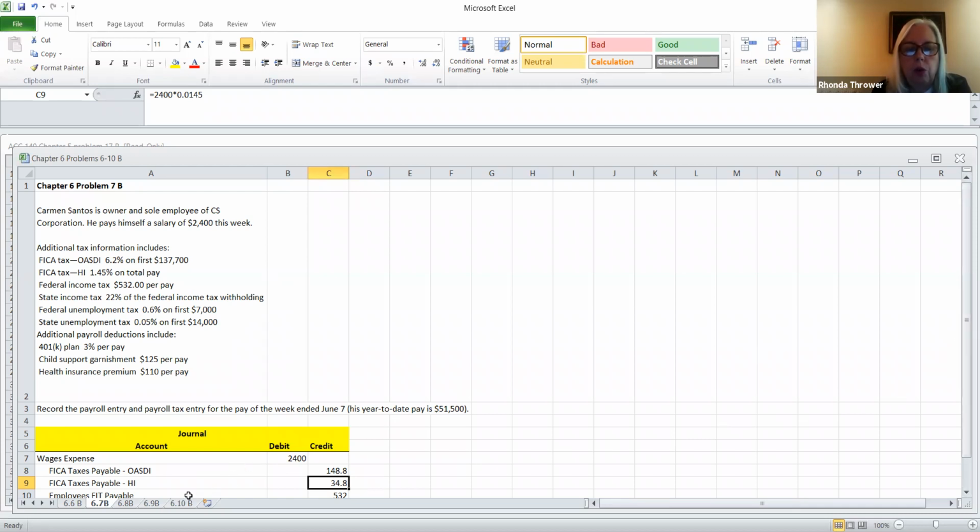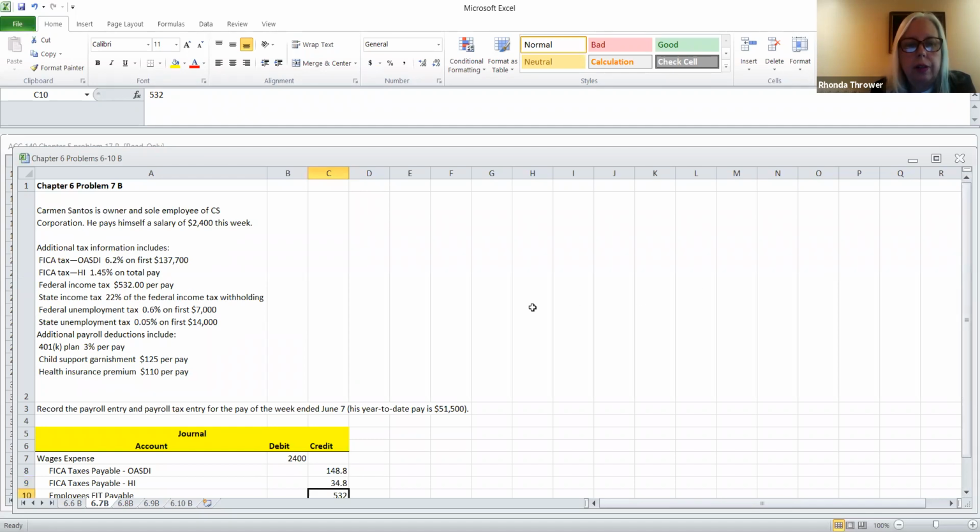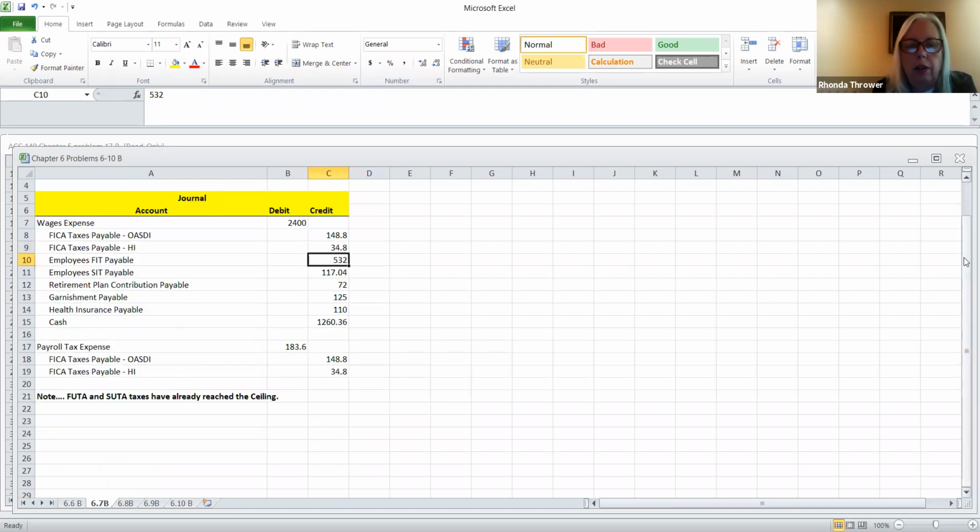We're going to also credit the employee's federal income taxes payable. We credit this because the employee's federal income tax payable is a liability. To increase the liability, we will credit. The amount of $532 was given. The amount is given right here, and we're going to credit the liability account for that.